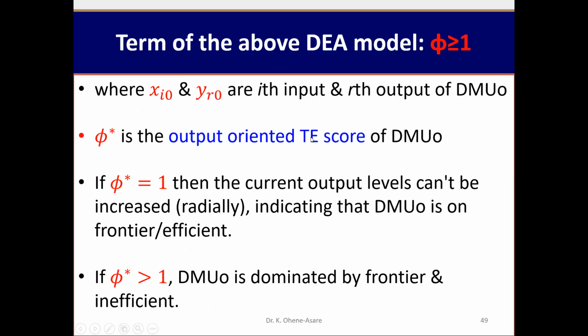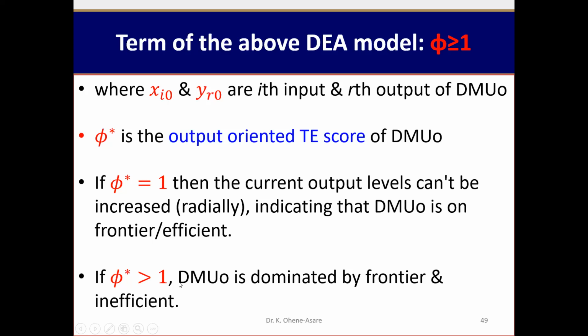Of course, some of the explanations are here. For example, the inputs and the outputs of the target DMU have been given. This is phi star, the output-oriented score. When it is equal to 1, it means that the firm is efficient, is on the frontier. When it's greater than 1, it means the firm is inefficient. And please note, in an output orientation, for inefficient firms, the score phi is greater than 1.